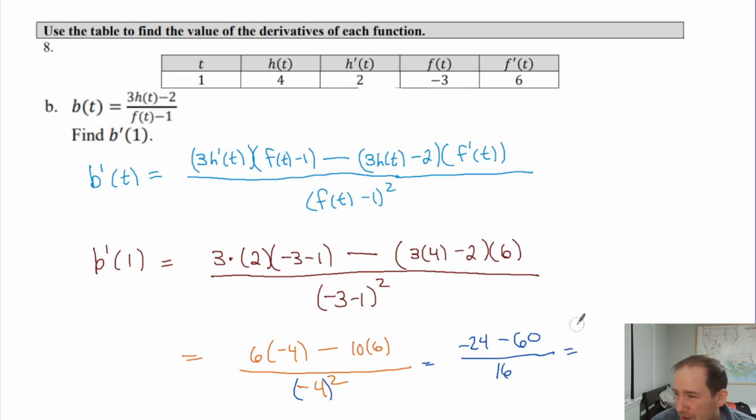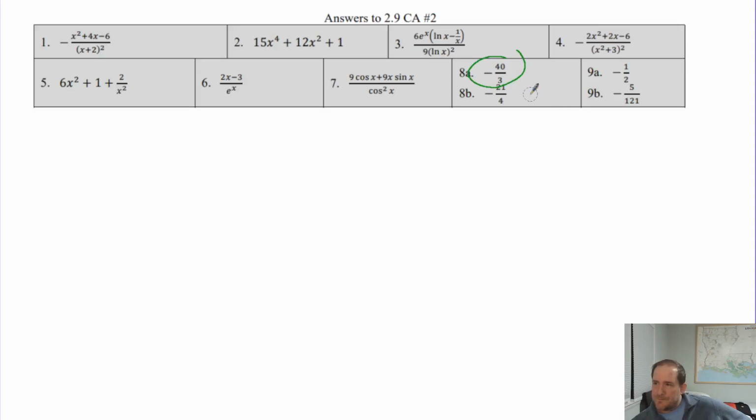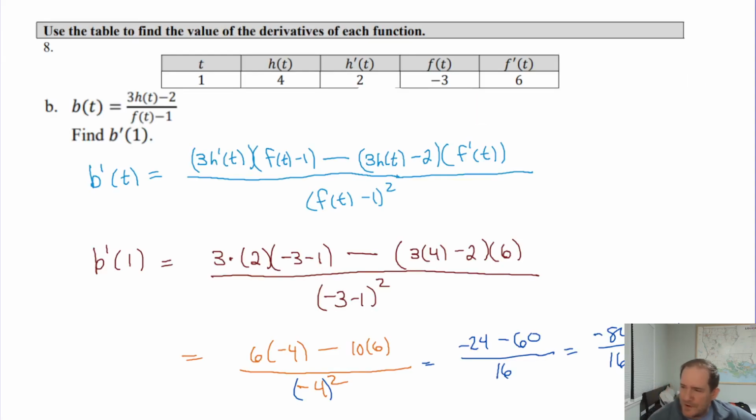So that's, I think maybe I made a mistake here somewhere. Let's find out. That's negative 84 over 16. All right, assuming I'm right, chop those in half. Negative 42 over 8. Chop those in half again. Negative 21 over 4. I don't have a good feeling. I think I do. I think we're fine. Yeah, negative 21 over 4. I just don't feel like I'd seen that number before, but we're good to go.